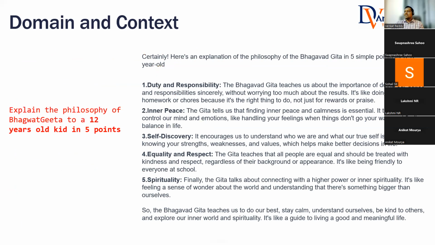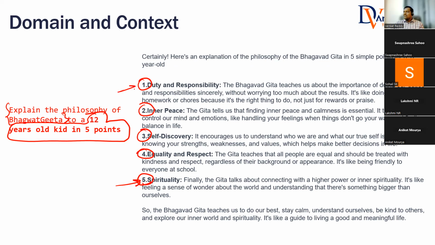Explain Bhagavad Gita. Explain the philosophy of Bhagavad Gita. But what is the context? To a 12 years old kid, I want to explain Bhagavad Gita to my son. Now I cannot really start preaching and all that, right? Now, what are the 5 key points that I can take? Simple. Duty and responsibility. The first thing, your duty. The second one is focus on your inner peace. Don't get into competitions and all that. Your self discovery, equality and respect, and then spirituality eventually. These are the 5 key points that are discussed in Bhagavad Gita. Those you can tell for a 12 years old kid.